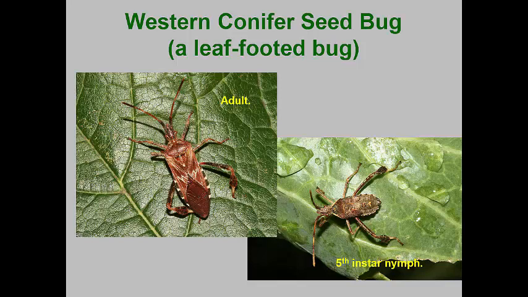The most commonly encountered species in northern North America is the western Conifer Seed Bug. This insect is slightly more than an inch in length and has mottled brown and white markings on the dorsal surface. The nymphs feed on pine and spruce seed cones.